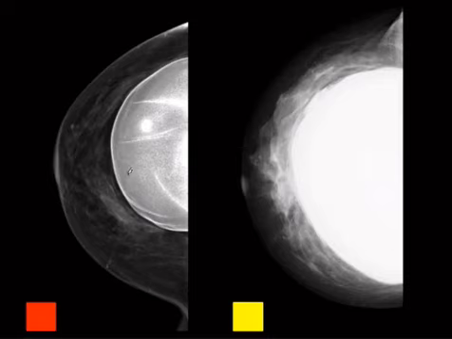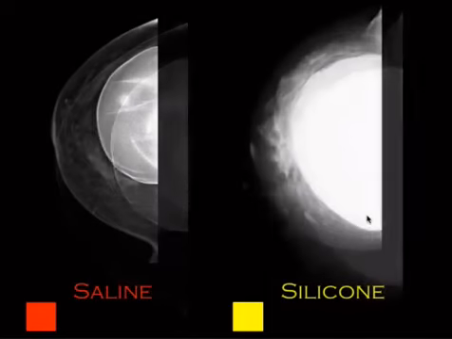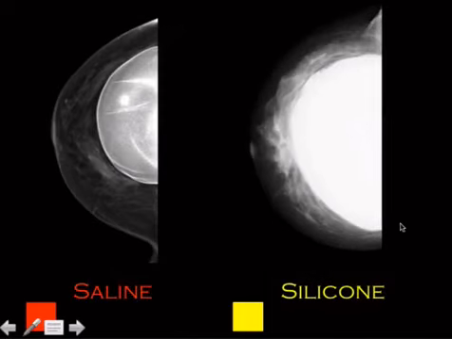On the red one here, notice that you can see through this one, sort of, as opposed to the yellow one here, which you can't. It's like a total whiteout. So that's how you tell the difference between a saline implant and a silicone implant.